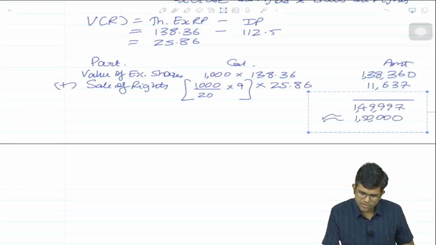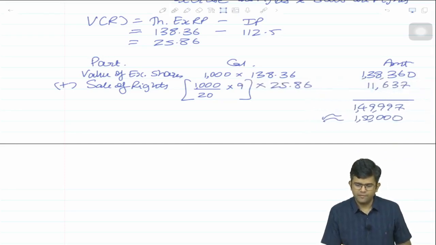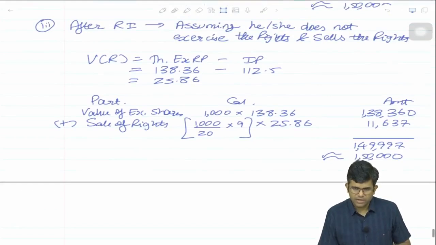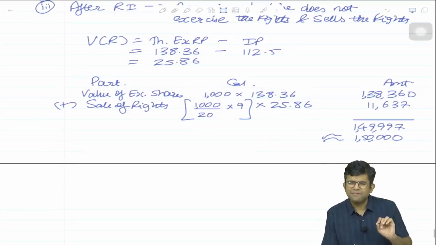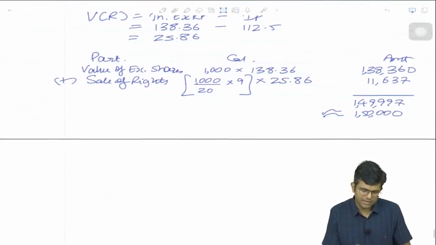11,637 totals 149,997, rounded off to 150. Everyone clear? Done? Okay. Now the institute does valuation of rights like this only. Are you there? This is ICAI, correct? I have a slight difference of opinion. I will tell you what I mean by that.